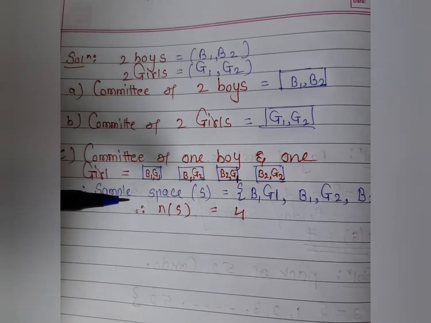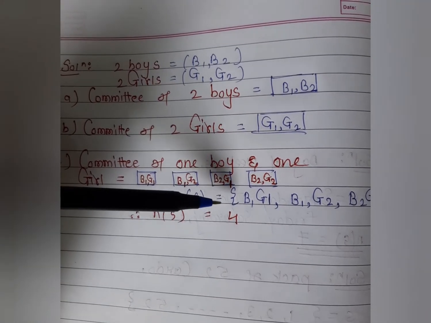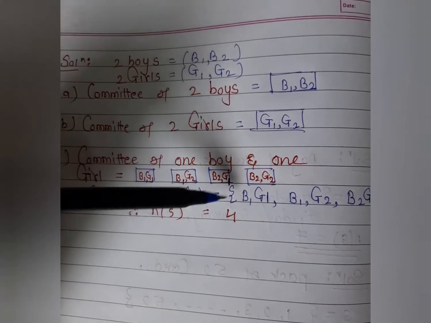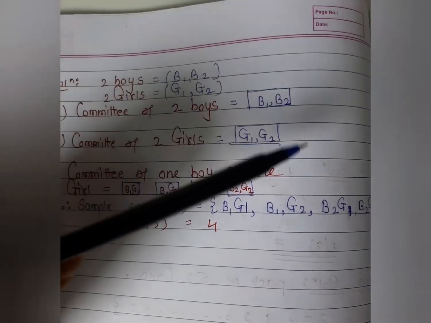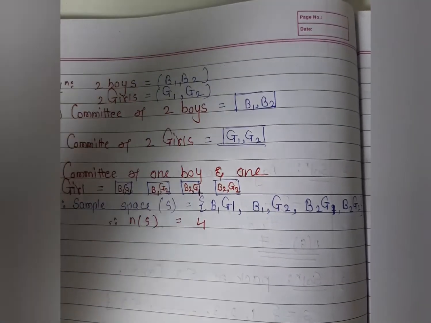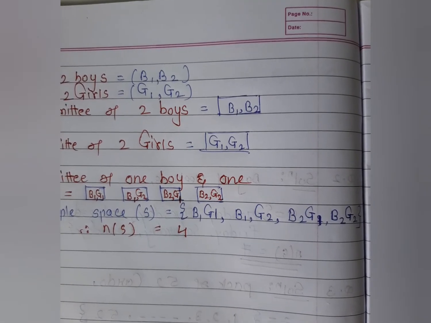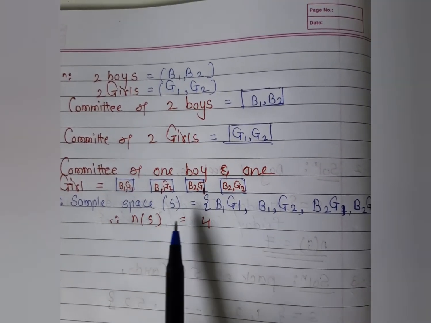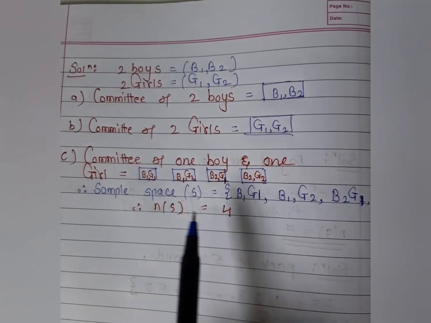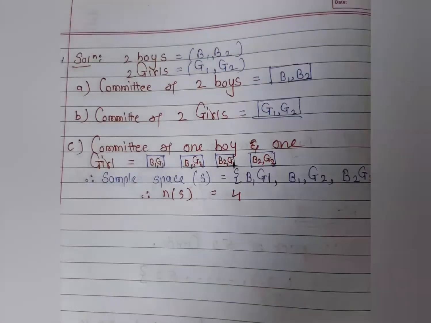So how do we write the sample space? Sample space S is equal to curly bracket B1 G1, B1 G2, B2 G1, and then, students, B2 G2, and the curly bracket is closed. The number of sample space is 4. So this is the solution of question number 4, students.